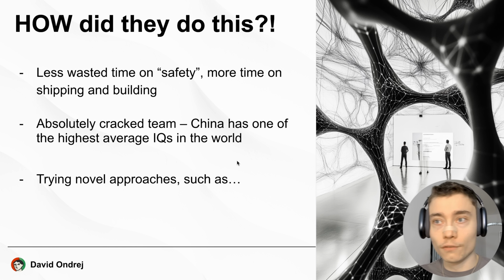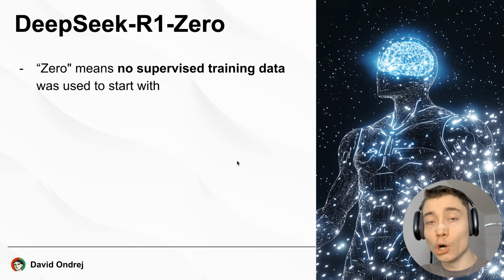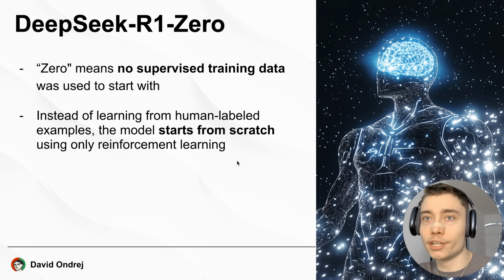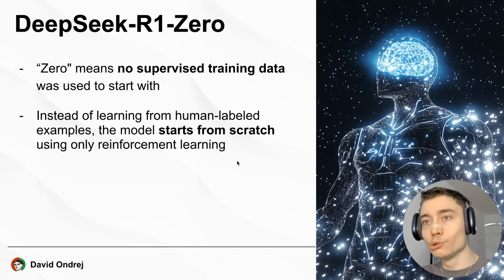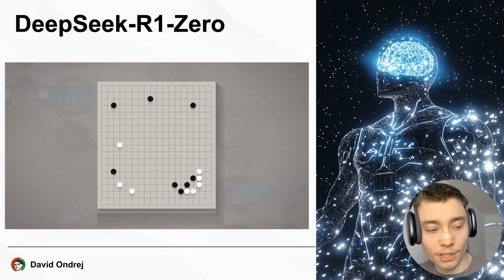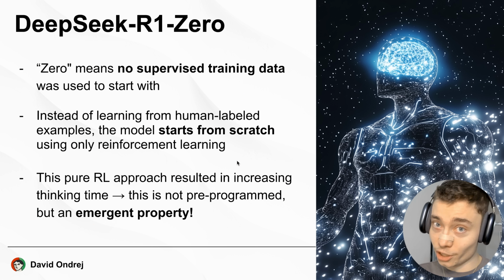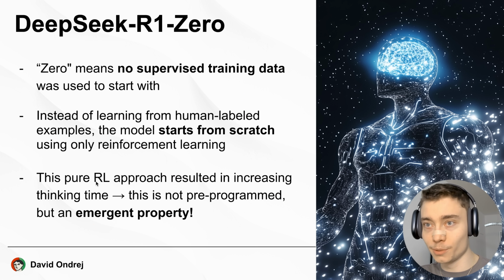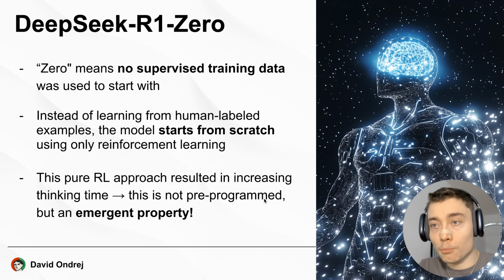And also, they're trying novel approaches, such as DeepSeek R1 0. In this case, 0 means no supervised training data. So instead of the model learning from human-labeled examples, it starts from scratch, aka from 0, only using reinforcement learning. By the way, this is the same as AlphaZero that mastered the game of Go in that wonderful documentary from Google DeepMind. Now, what's truly amazing is that this purely reinforcement learning approach resulted in increasing thinking time without anybody telling this to the model. The model figured out on its own that if it spent more time on thinking and reasoning, it will have better outcomes. This is a clear example of emergent property.